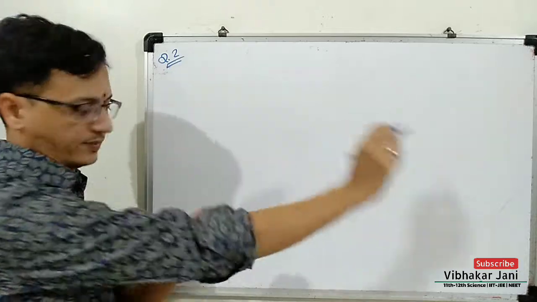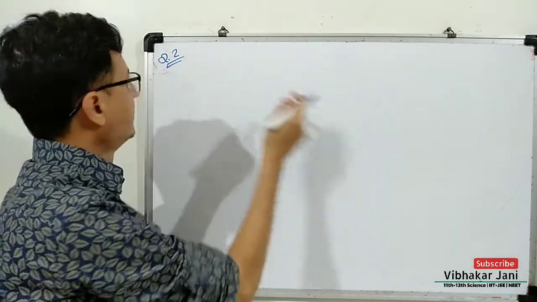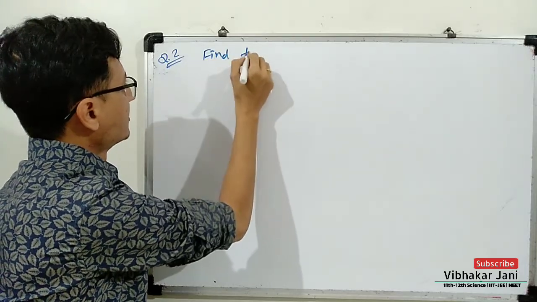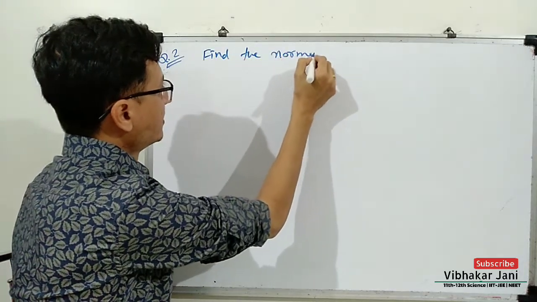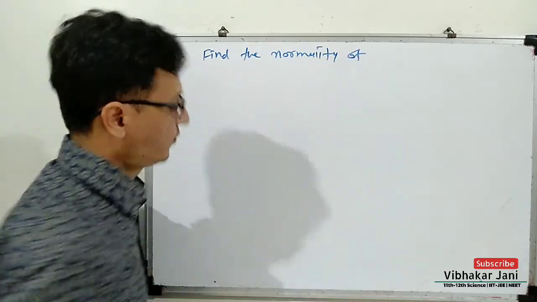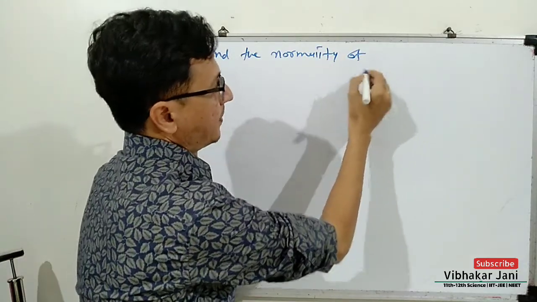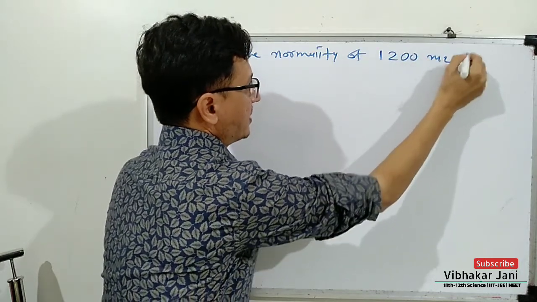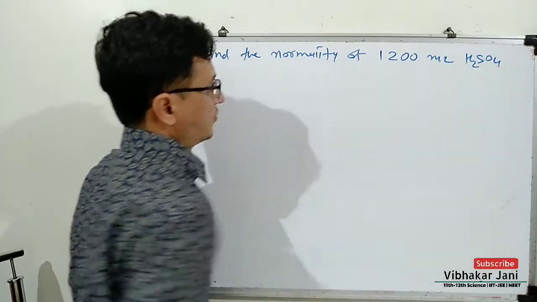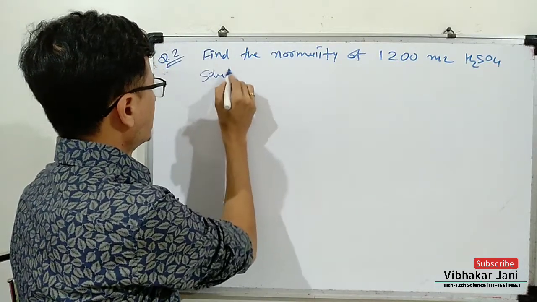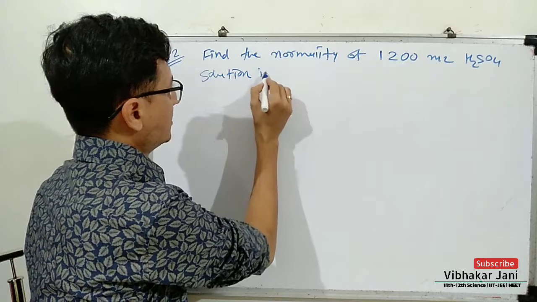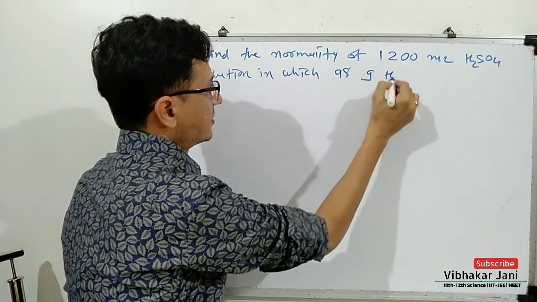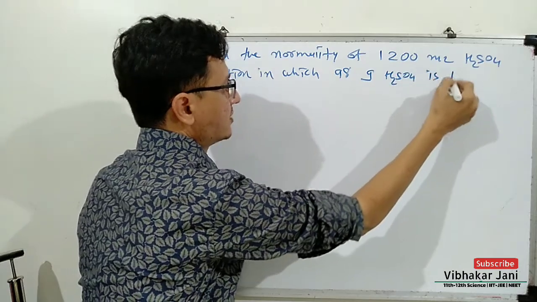Question number 2. Find the normality of 1200 ml H2SO4 solution in which 98 gram H2SO4 is present.